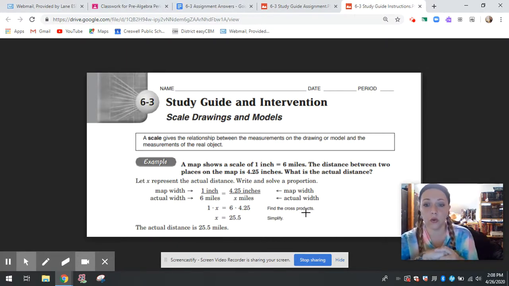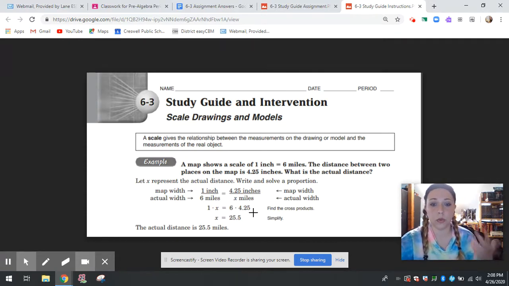Cross multiply or find cross products, because the product is an answer to a multiplication problem. After you cross multiply, they got x times 1, or 1 times x. It doesn't matter what order you do multiplication in, and it's good practice to put the number before the variable. So they got 1 times x equals 6 times 4.25. They cross multiplied on the other side. Then they simplified, so they figured out what is 6 times 4.25, and it's 25.5.